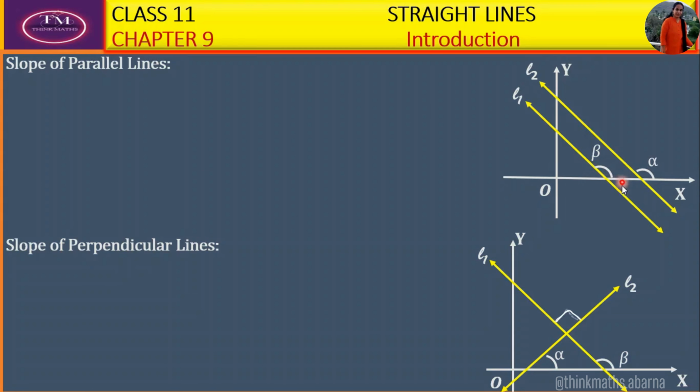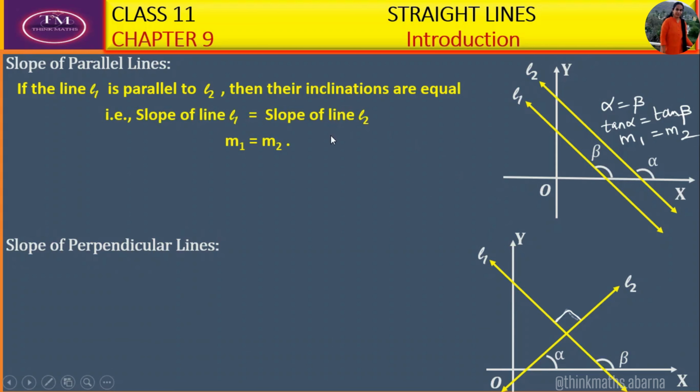Now we know that corresponding angles are equal. This alpha and beta are called the corresponding angles, which you have learned in the 6th, 7th classes. Okay, so corresponding angles will be equal. So we can say alpha is equal to beta. If alpha is equal to beta, tan alpha will also be equal to tan beta. So if we assume the slope of this line L1 is m1 and slope of line L2 is m2, then we can say m1 equals m2. Okay, so that is the slope of parallel lines.